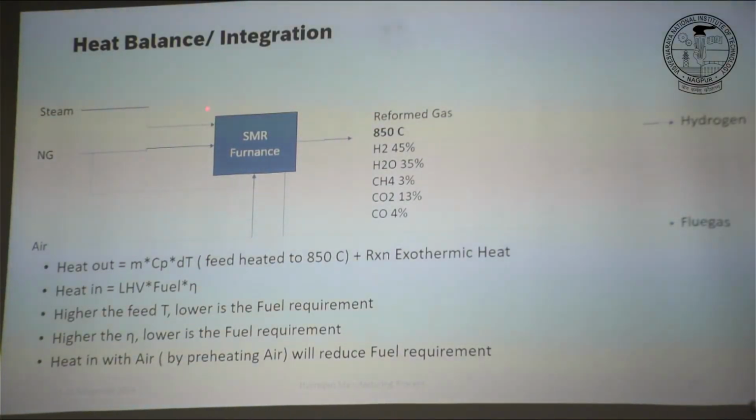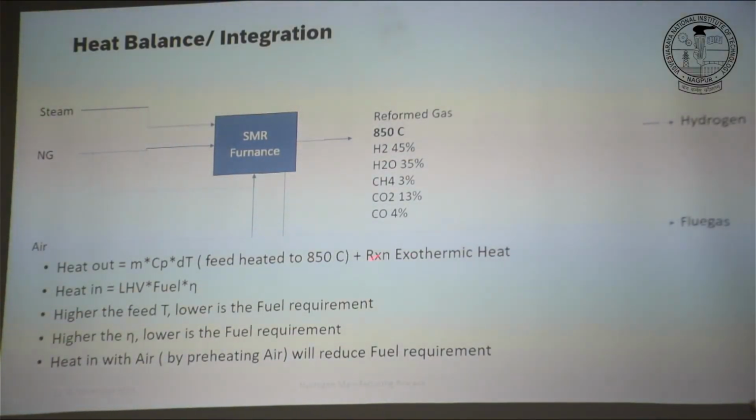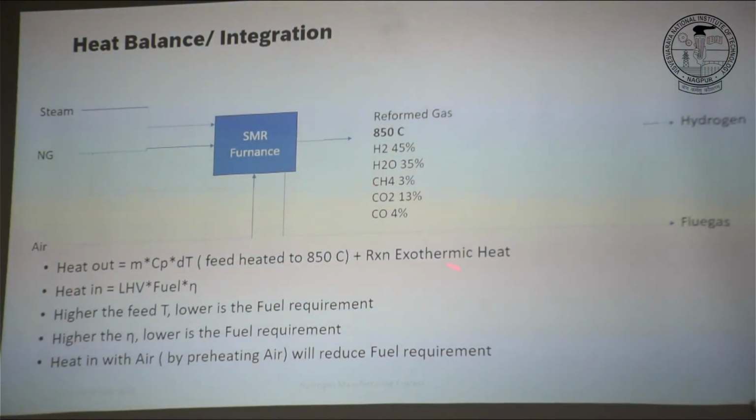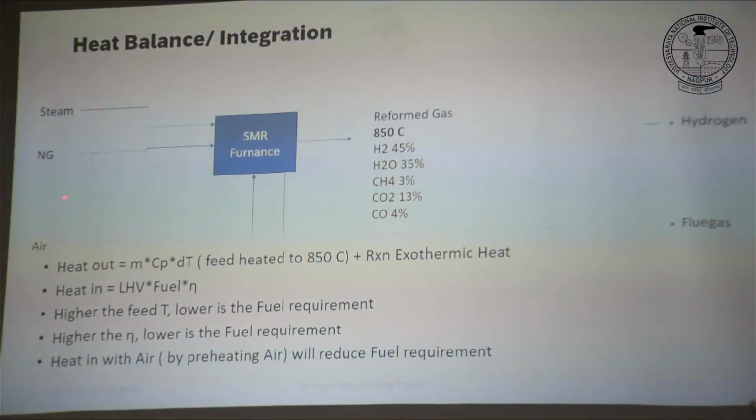So for now we assume that we do not have any preheating of natural gas. So natural gas is coming at 30-35 degrees. We have to heat it up to 850 degrees, and we have to supply the endothermic heat of reaction. Sorry for this mistake. And heat in will be the natural gas fuel. So that's natural gas, the same feed from which we are tapping out some as fuel. And for combustion you also need air. So that's the combustion air. So that's heat out and heat in, right?